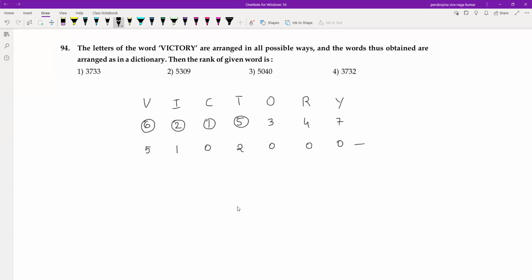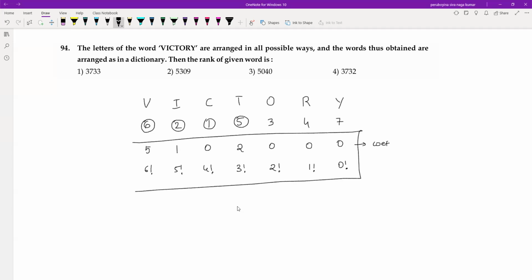Okay. This is what? The quotient line. These numbers are multiplied with some other numbers. Okay. We are using these numbers. So as a next row, what you have to write, start from the right end, write down 0 factorial. Don't start with the left end, only the right end you should start. 0 factorial, 1 factorial, gradually increase the number, 2 factorial, 3 factorial, 4 factorial, 5 factorial, and 6 factorial. These 2 rows we are going to use to count the rank of the given word.